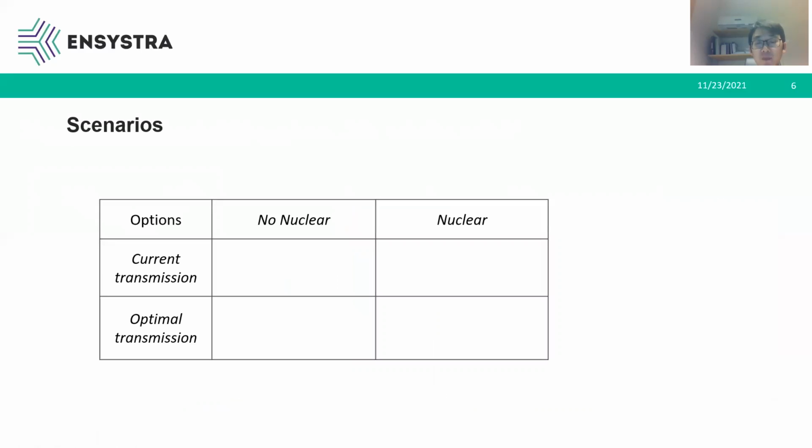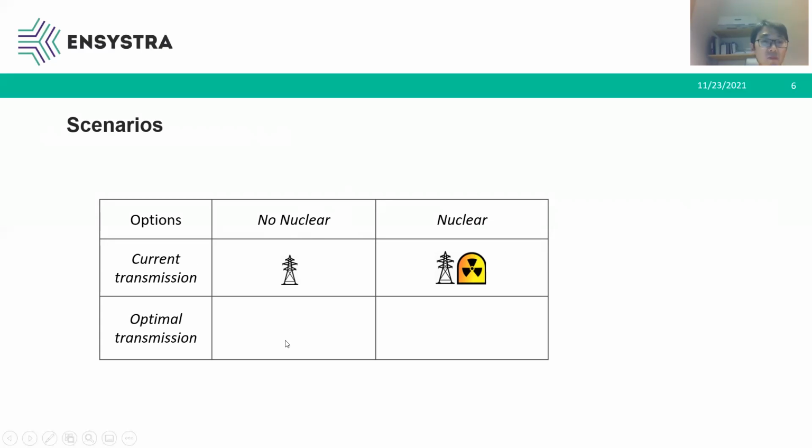So we have 4 base scenarios depending on the expansion of transmission grids and the availability of nuclear power. The first scenario, current transmission, no nuclear. So transmission capacity fixed to the current value. Nuclear power is not allowed for Sweden. Second scenario, current transmission, nuclear allowed. So transmission capacity fixed to the current value, and the nuclear power is generation option for Sweden.